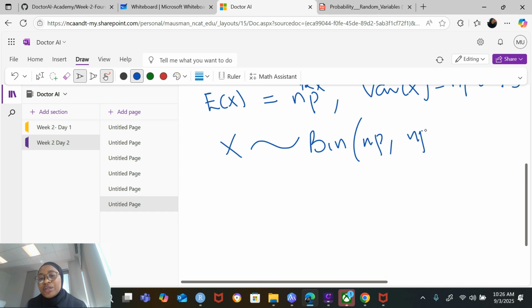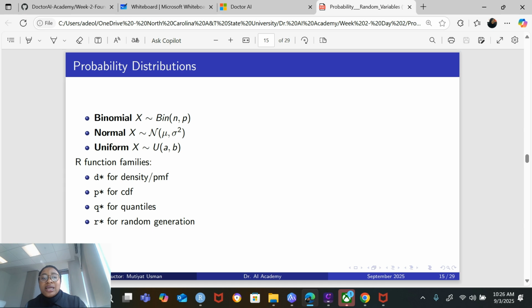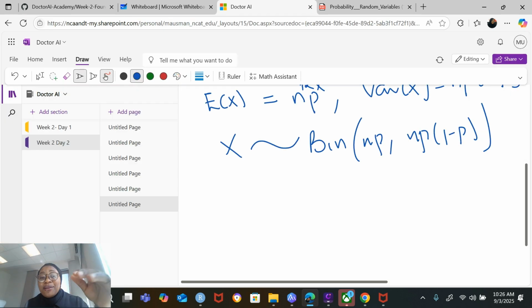We said is MP into 1 minus P. Okay, so that's what binomial takes. Oh, sorry, I think I mixed that up. So it doesn't take the mean. It takes the two. So we have what we call the kernel, and then we have what we call the argument or the function.